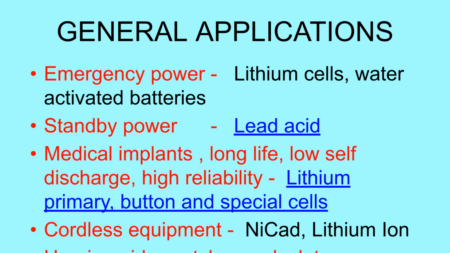General applications of cells and batteries include emergency power from lithium cells and water-activated batteries. Standby power often uses lead-acid batteries. Medical implants require long life, low self-discharge, high reliability cells like lithium primary, button, and special cells. Cordless equipment uses NiCad and lithium-ion batteries. Finally, button and coin cells, zinc air, and silver oxide cells are used in hearing aids, watches, calculators, and other small electronics.